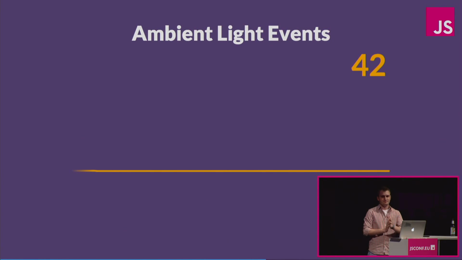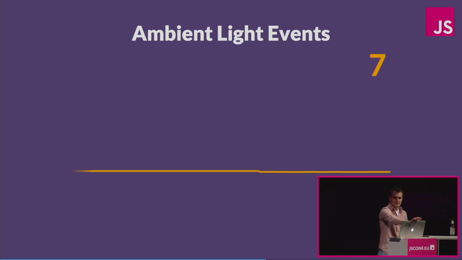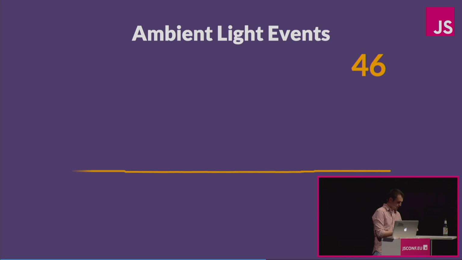Ambient light events. The ambient light events API is something your computer has to essentially detect the light level in the room and adapt your screen intensity to the light intensity in the room. So right now we have about 42 lux. There's nothing changing over there. If I put my hand in front of the light sensor over here, you see that's going down. Or I can do something else.